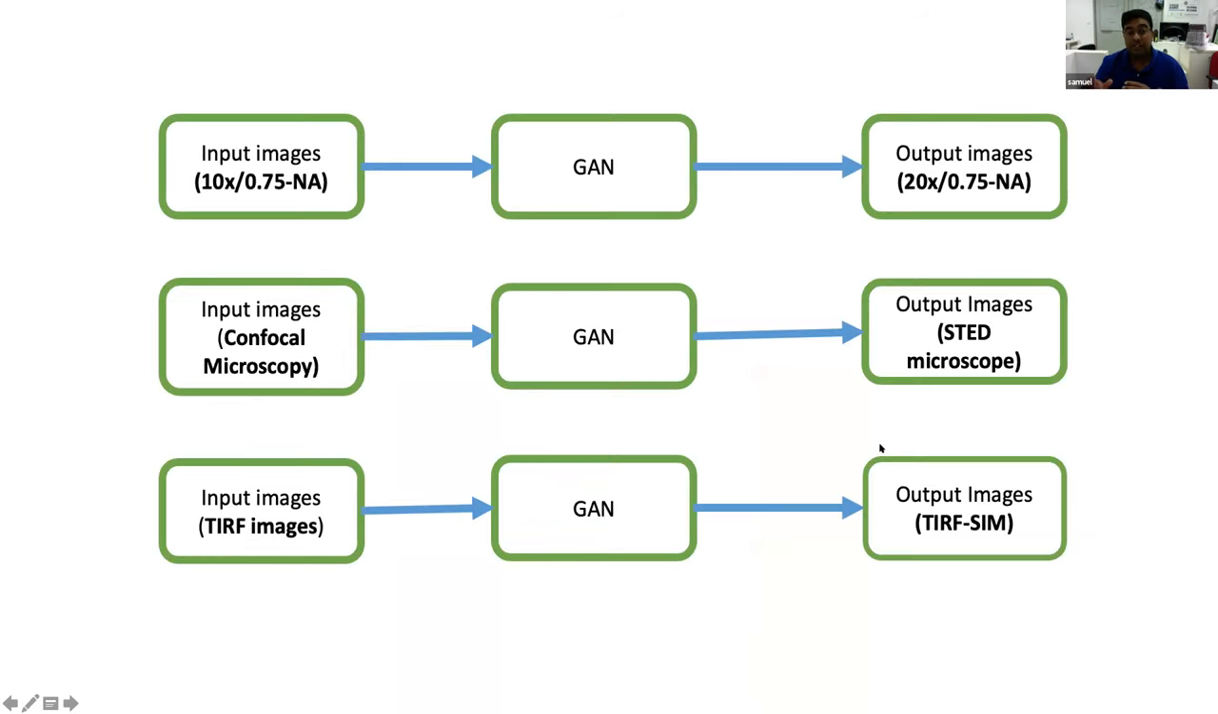So what did they do? They made a GAN network which can take inputs from a 10x microscope or a confocal microscope and give an output image which matches those of a 10 times better or 20 times better microscope. So that was the whole point of the paper. And this was the only point of the paper, actually.